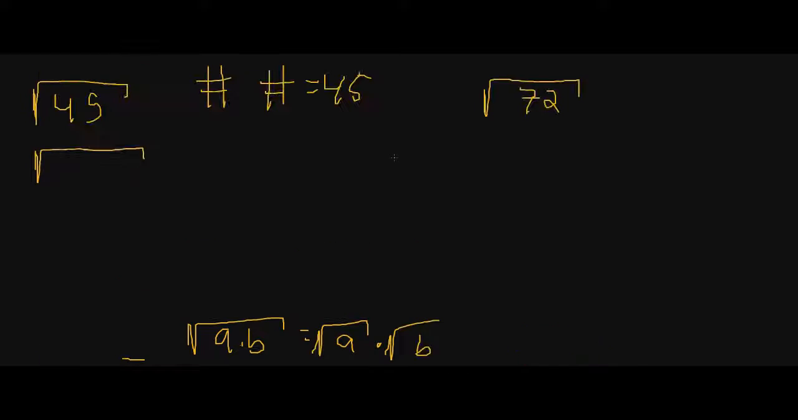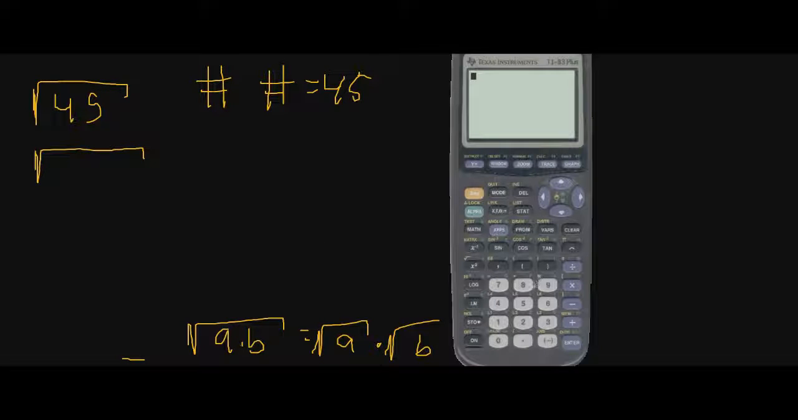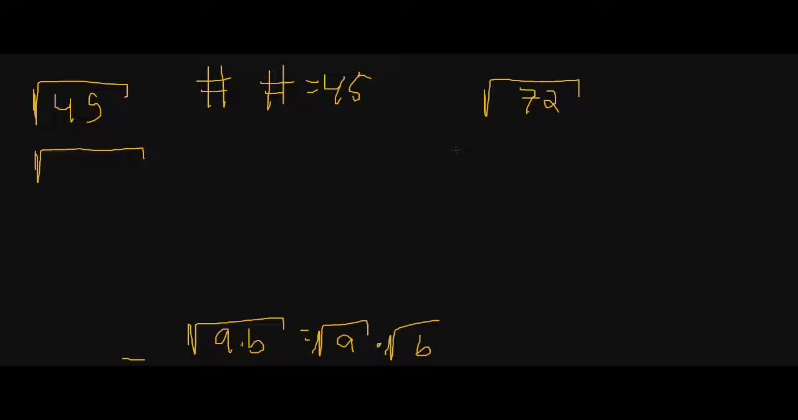So I'll do 45 divided by 4, because 4 is one of the first perfect squares. I get 11.25, so that's not going to work. Then I go to 9, the next perfect square. 45 divided by 9. Oh, now look at that. 9 times 5 gives me 45, and 9 is a perfect square. So we're going to get 9 times 5.